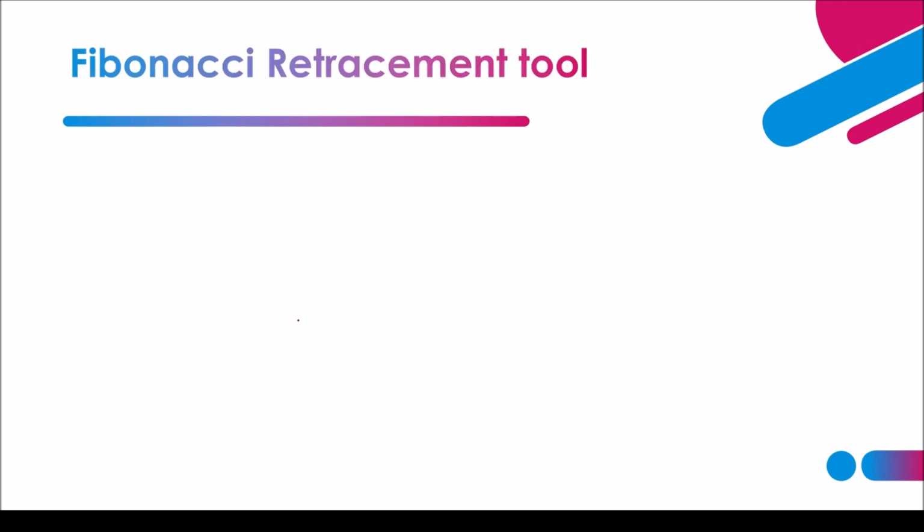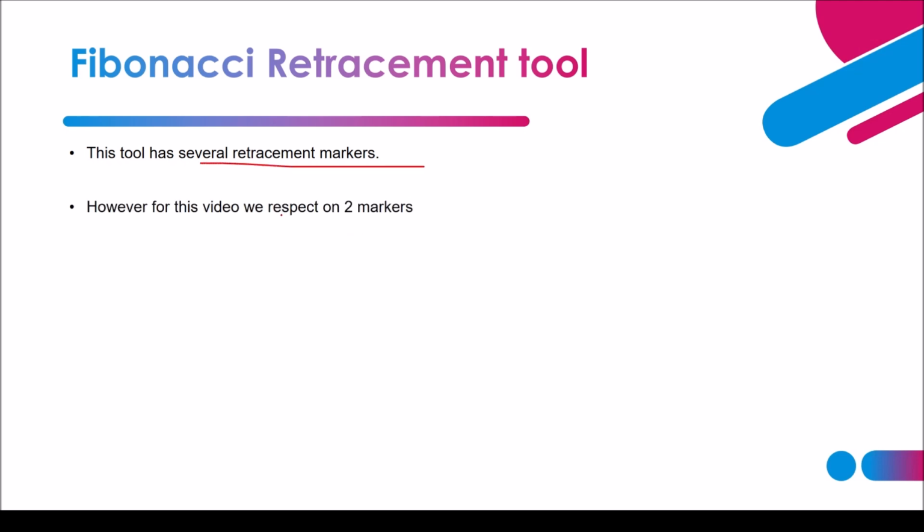So what is the Fibonacci retracement tool? As we have earlier defined it, it is a retracement marker. We call this tool a retracement marker in short because it has several of them. However, for this video, we respect two markers on the Fibonacci retracement tool, and these are the 38.2 and 61.8%. There is 0, 23%, 50%, 75%, and you can even add more. But for this particular video, we'll be focusing on these two, the 38.2 and 61.8.